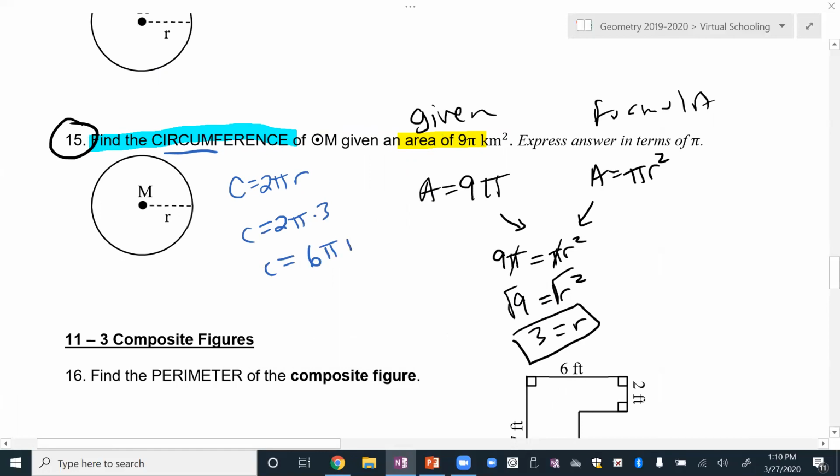So then I'll be 6 pi km, and that's it. That would be km down here too, guys. Okay, so that's one way of going and solving those types of problems. Make it a little bit neater. So just be aware of it.